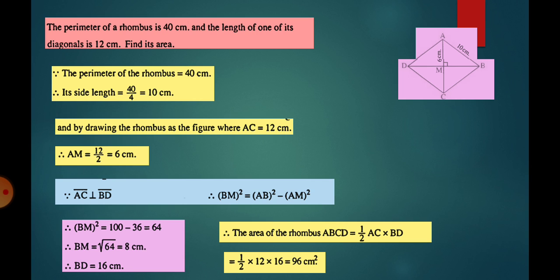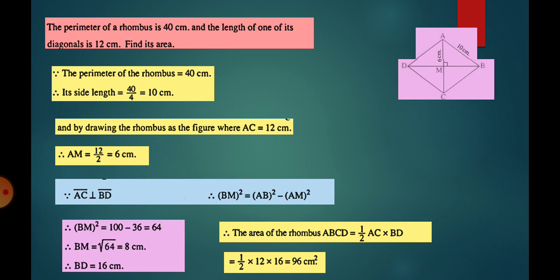If we draw this rhombus, we know the two diagonals bisect each other. Then AM equals 6. The triangle AMB is a right-angled triangle. We want to find the length of BM by the Pythagorean theorem. Then BM power 2 equals 10 power 2 minus 6 power 2, equals 64. Then BM equals 8 centimeters.